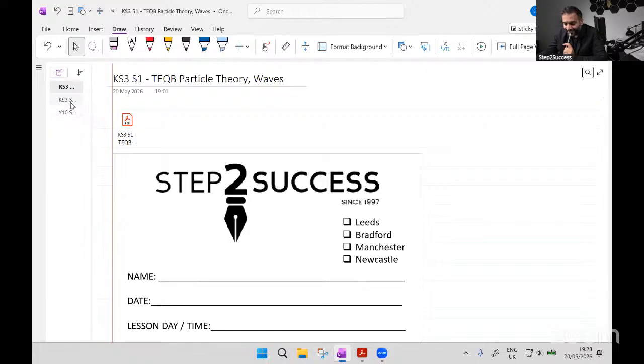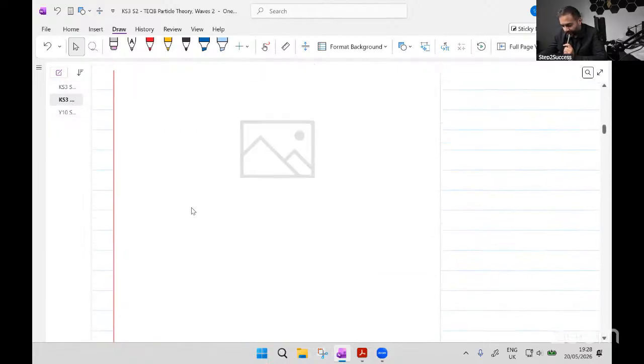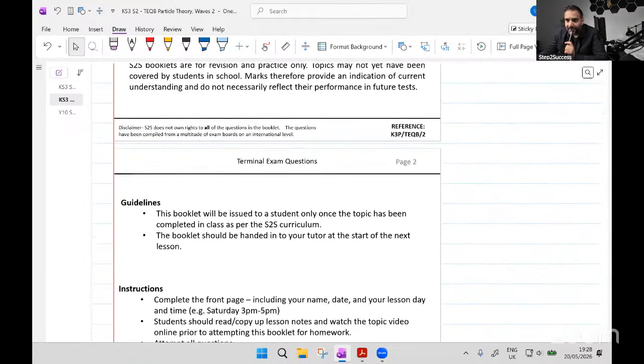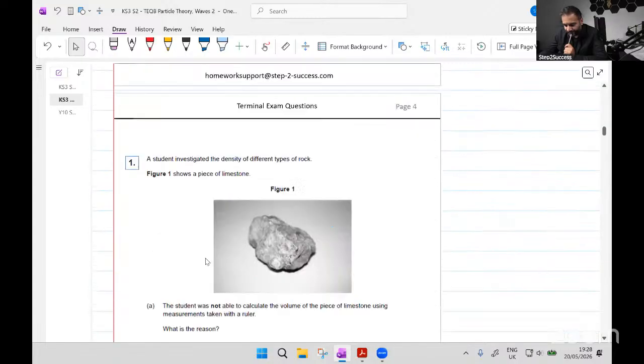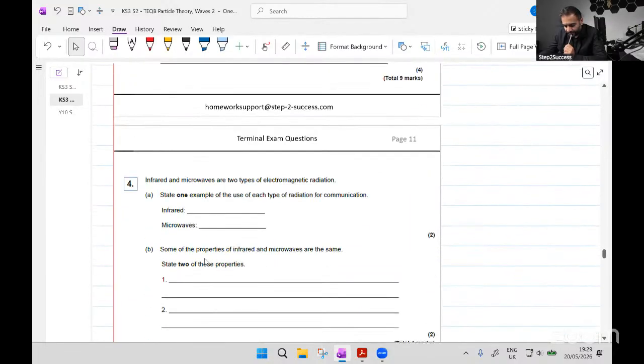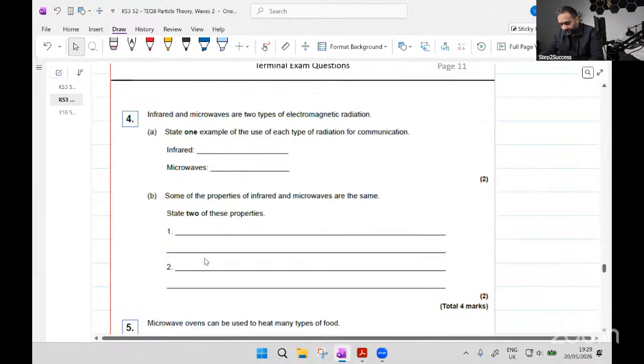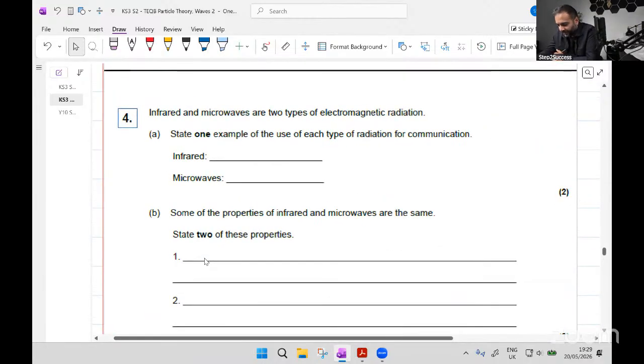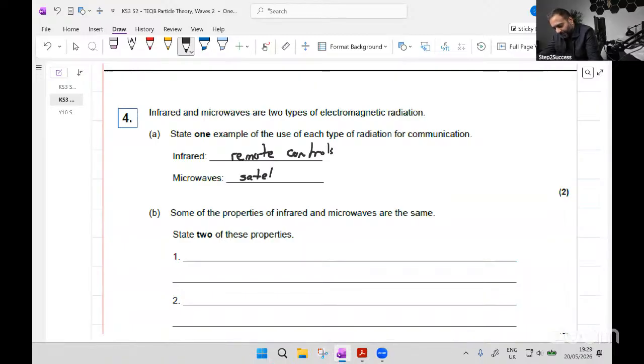Booklet two and booklet three are the same, so now I can just move on to that and answer any questions specific to this, starting with what we were asked, which was 4A, 4B. State one example of the use of each type of radiation for communication. I think for infrared, you want to put remote controls. Most TV remote controls use infrared radiation, and microwaves are used in communicating with satellites.